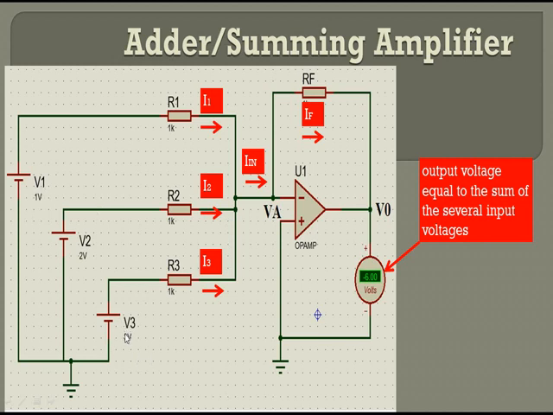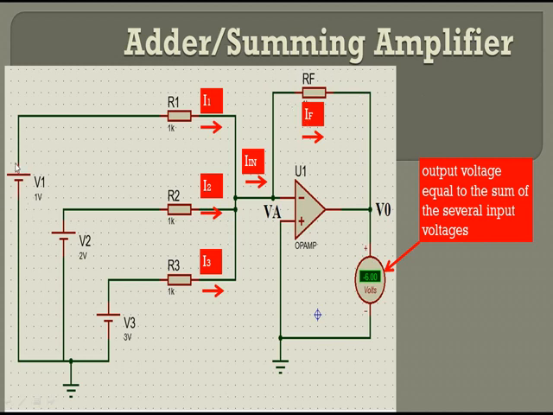So the inputs applied are 3 volt, 2 volt and 1 volt, and the output is the sum of the three voltages, which is 6 volt. The negative sign indicates that the input voltage is applied to the inverting terminal of the operational amplifier. The non-inverting terminal is connected to ground. The feedback signal is applied to the inverting terminal through a resistor RF.